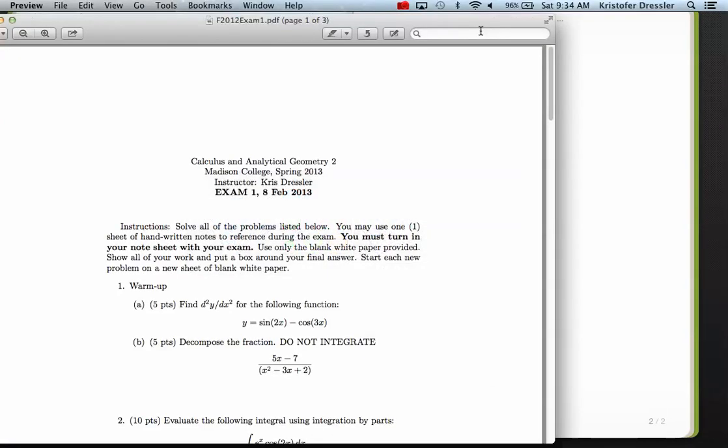So sine 2x minus cosine of 3x. So we've got number 1. Sine of 2x minus cosine of 3x. And then I want to find y double prime. So basically sine goes to cosine, cosine goes to negative sine. Each time I do that, the chain rule requires I pull out a 2.